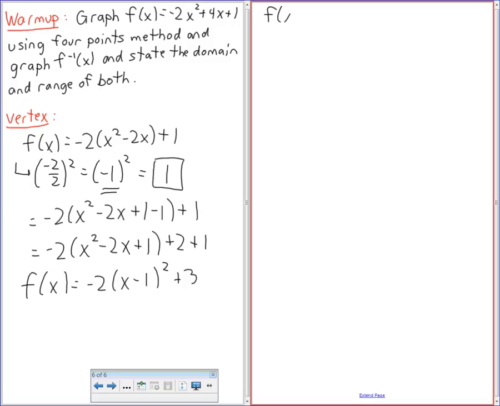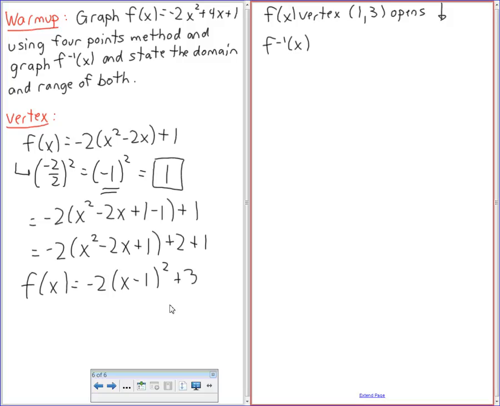So the f of x vertex is 1, 3, and opens down. Now, Natasha, you're not done yet. Wait, why is it -3? Because I thought it's just this number that switches. It's just the number inside the graph that switches, not the other one.